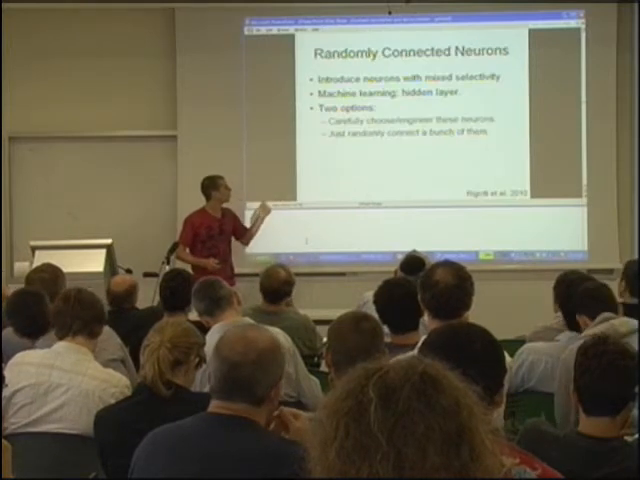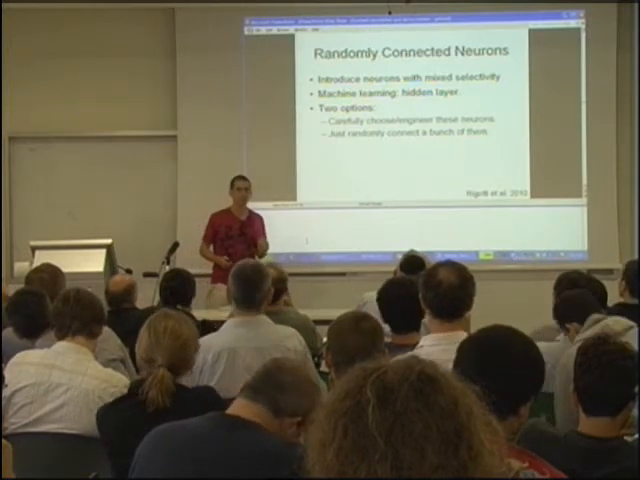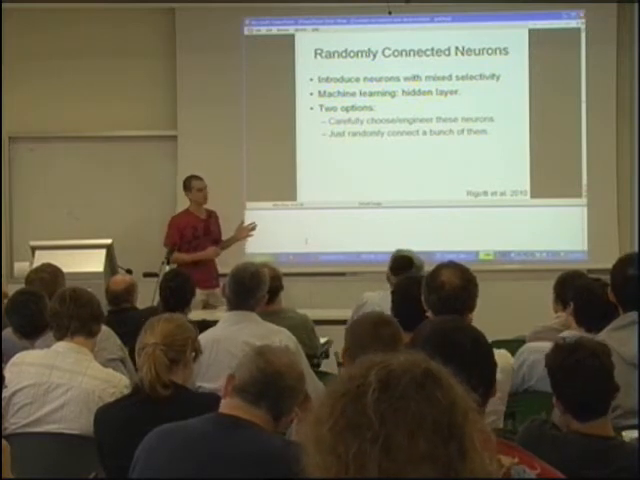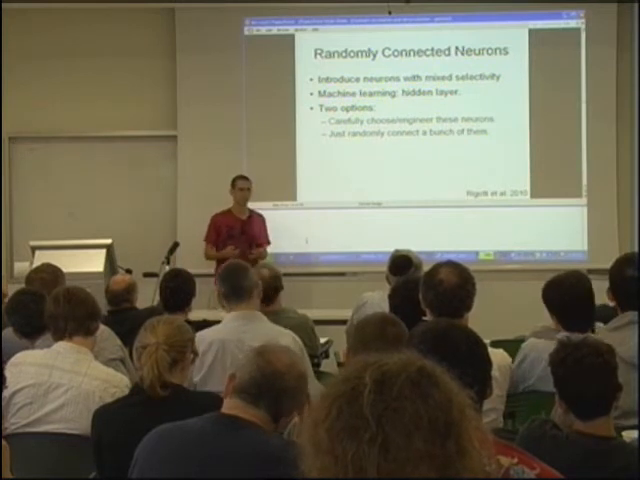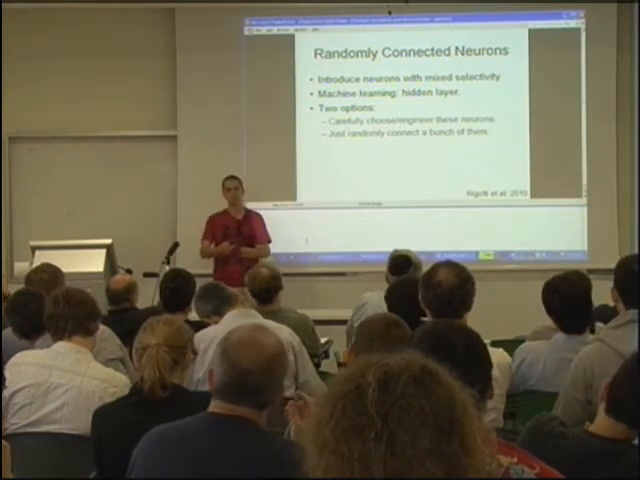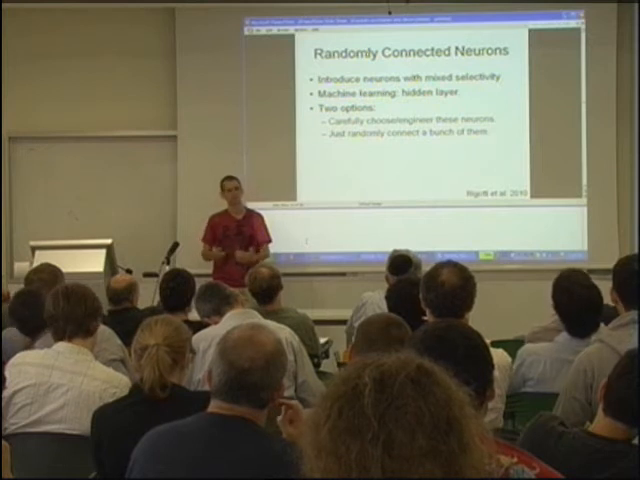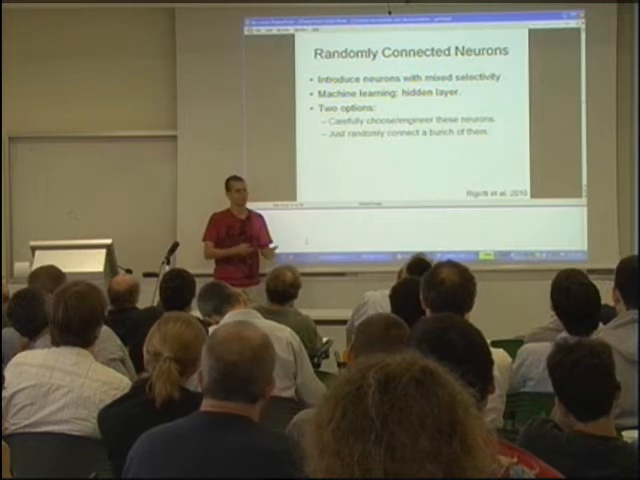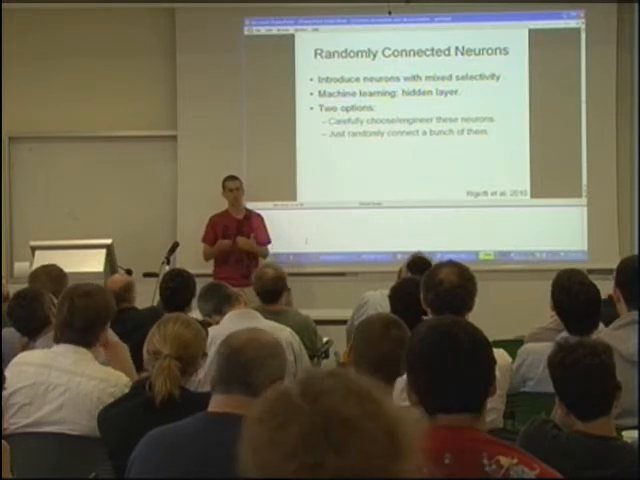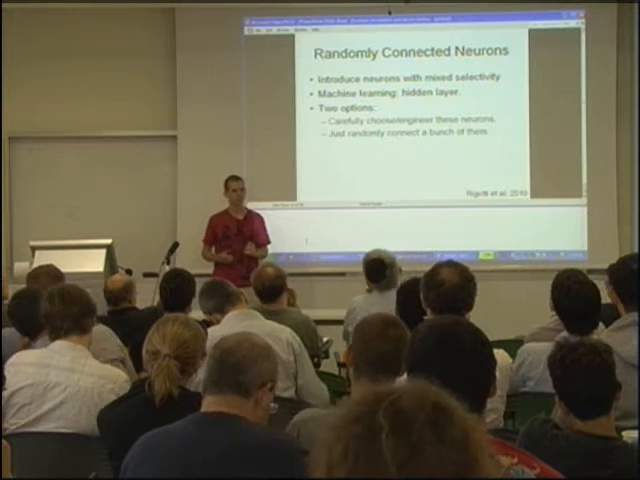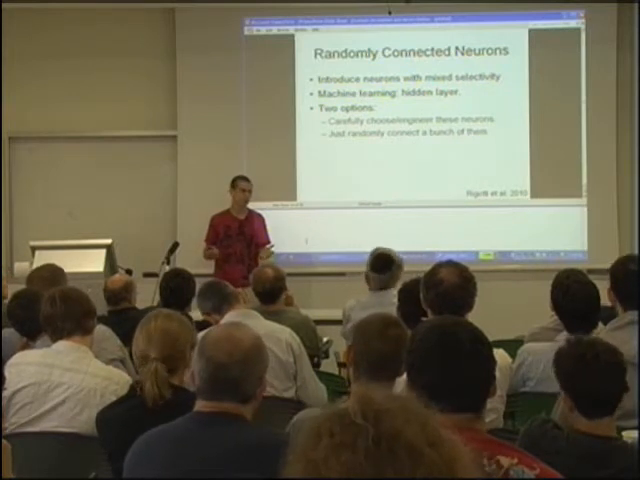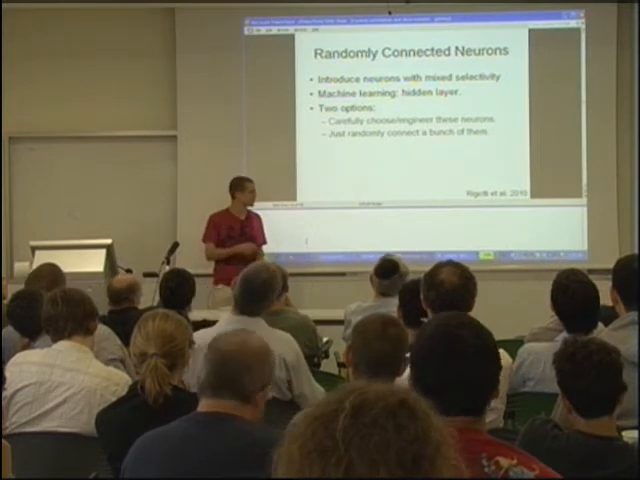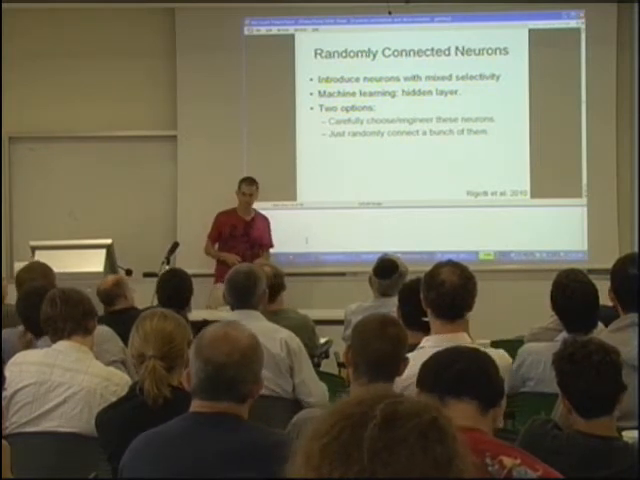Now, how do I get these mixed selective neurons? In principle, you can think of this in the machine learning literature as a hidden layer. You have an input layer which is not enough to solve all functions, and I introduce a hidden layer, and that can solve the problem. I can either engineer it, let's say with backpropagation, training my network so the hidden layer is the exact one I want, or I can just take a bunch of neurons, randomly connect them, and hope for the best, which is what we do, following the work of Rigotti et al.